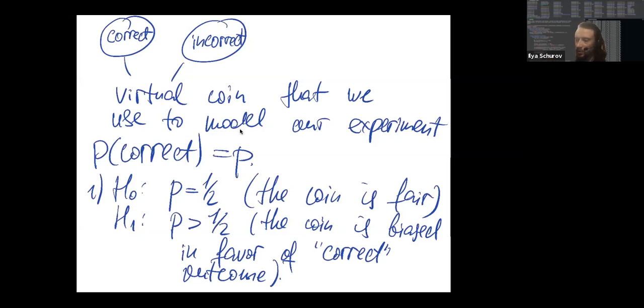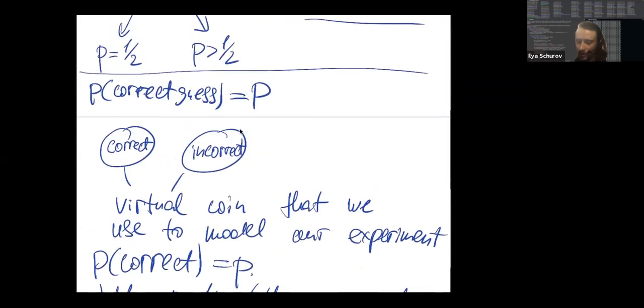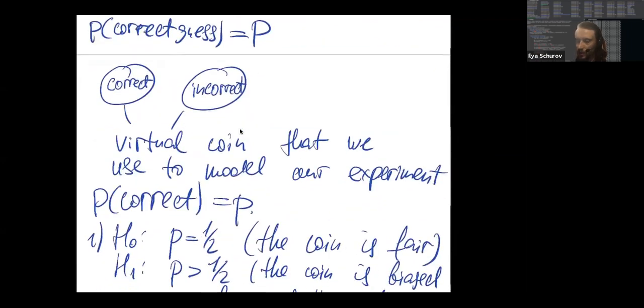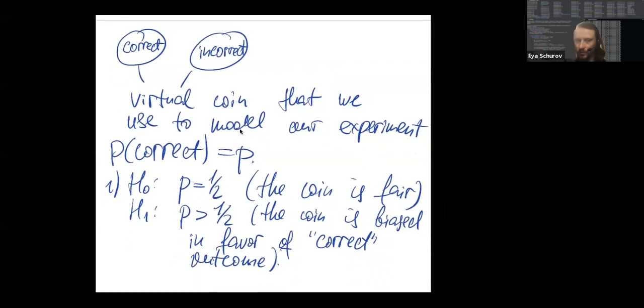So basically, what I say is that now I can forget about my magician, forget about my experiment procedure, and just think about the following simple experiment. You have a coin, you don't know whether the coin is fair or not. And to answer this question, you just toss this coin several times and count how many times you get this correct outcome. And then you can use this number to answer the question: is the coin fair or not? And this new experiment is basically equivalent to our initial experiment.